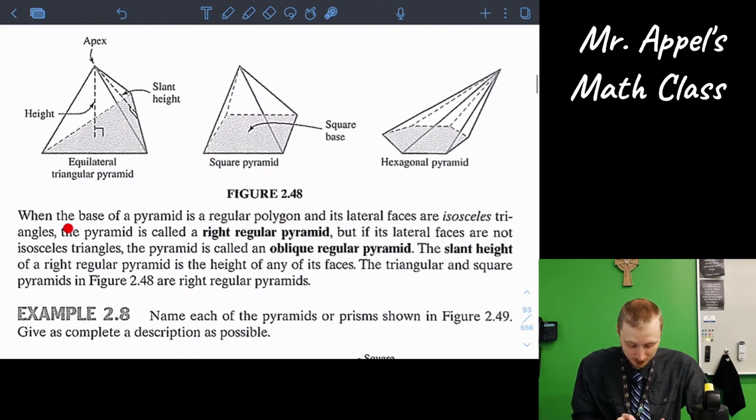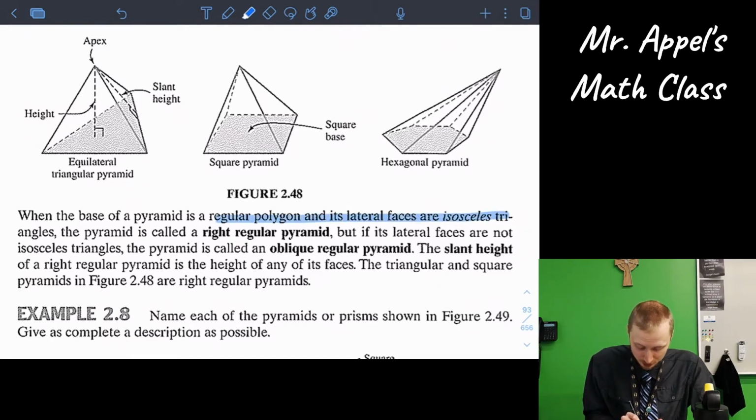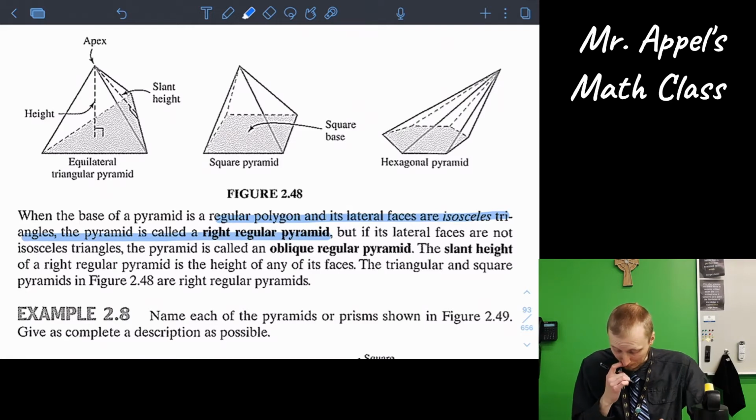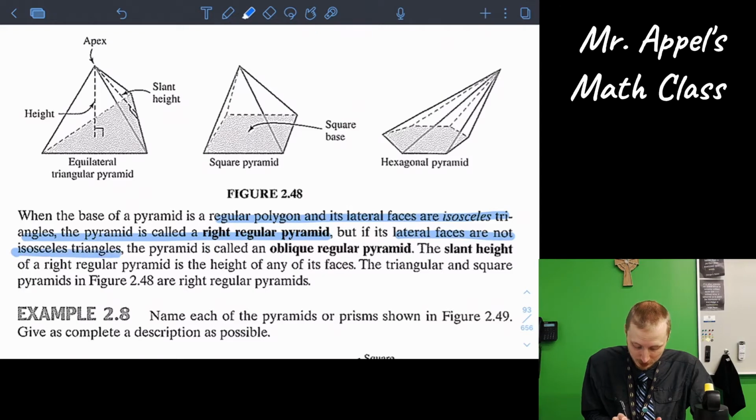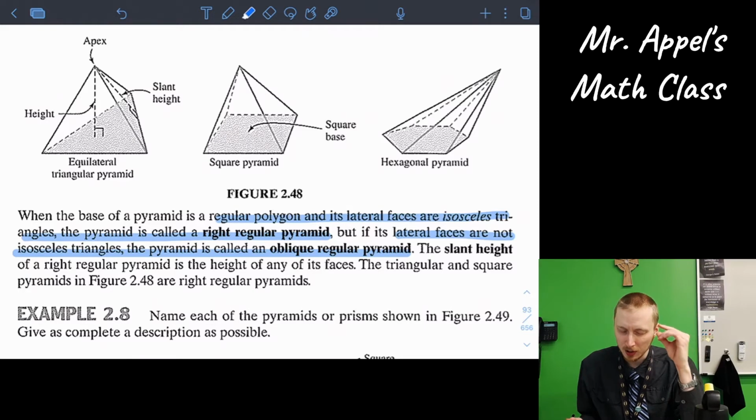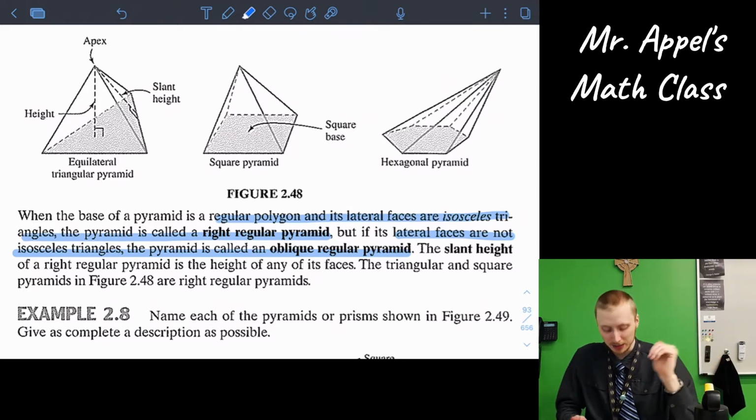When the base of a pyramid is a regular polygon and its lateral faces are isosceles triangles, the pyramid is called a right regular pyramid. Okay, regular polygon and isosceles triangles, you get right regular pyramid. If the lateral faces are not isosceles, the pyramid is called an oblique regular pyramid. Any other type of triangle, you get oblique. Remember, of course, the equilateral also count as isosceles, so this literally leaves us only with scalene as a possibility.